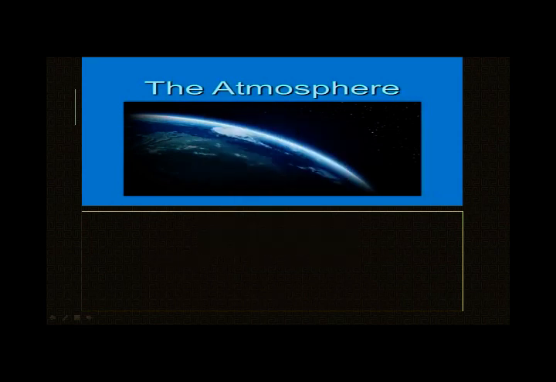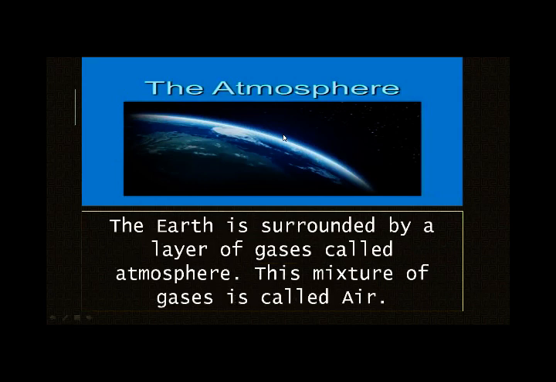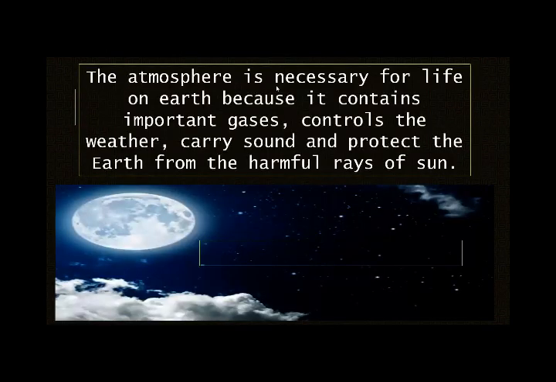As we go higher up above the earth, the amount of air reduces. And students, this is the definition of the atmosphere. The earth is surrounded by a layer of gases called the atmosphere. This mixture of gases is called air. The atmosphere is necessary for life on earth because it contains the important gases, controls the weather, carries sound, and protects the earth from the harmful rays.